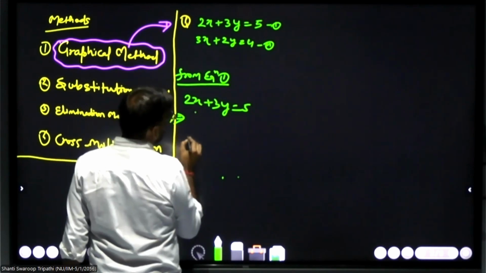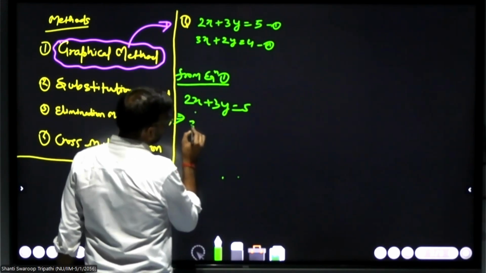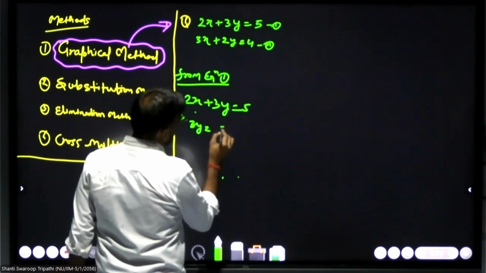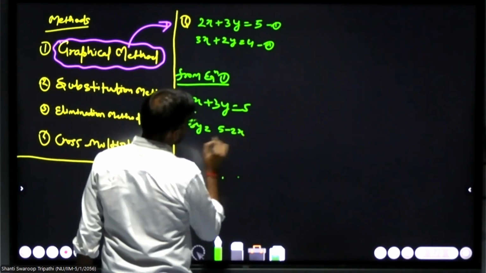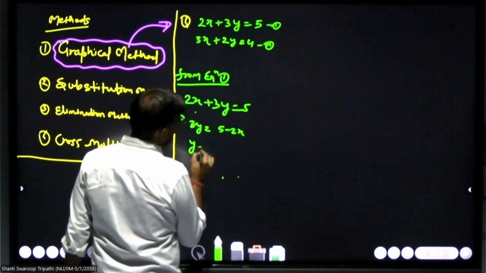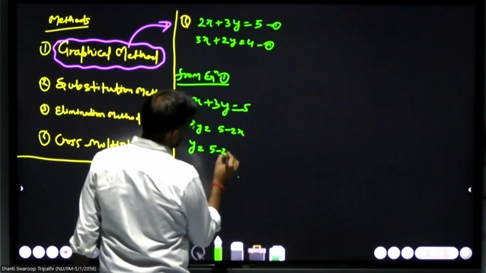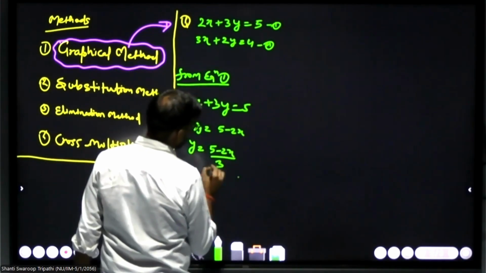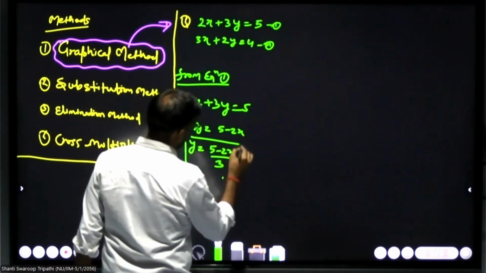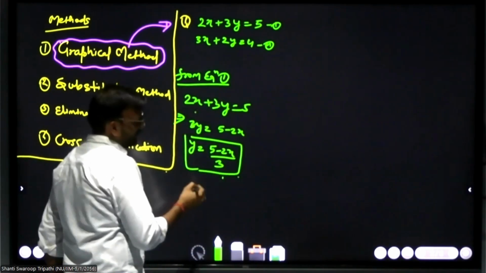What will be the value of y here? This will be 3y is equal to 5 minus 2x, right? And y is equal to (5 minus 2x) upon 3. Fine? This will be your equation third.